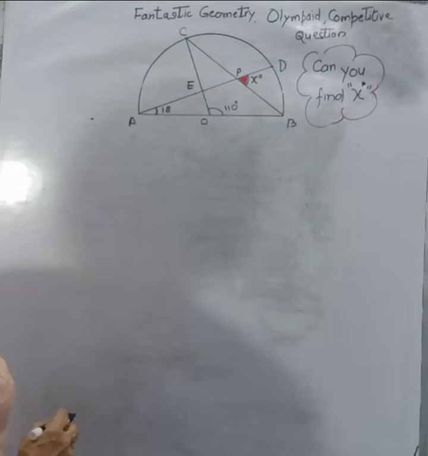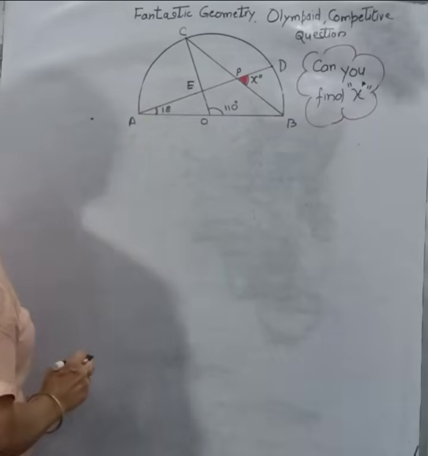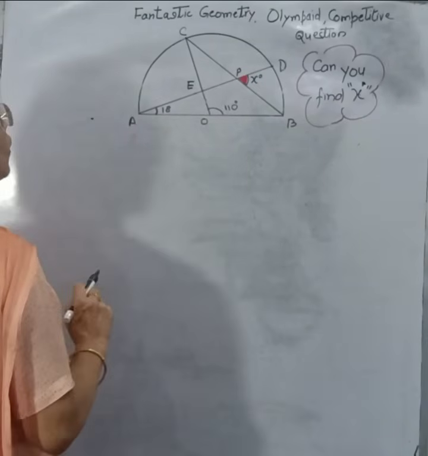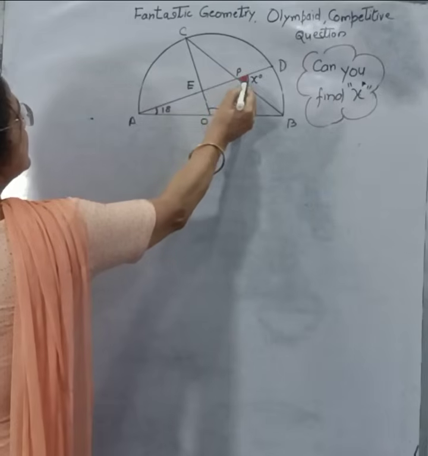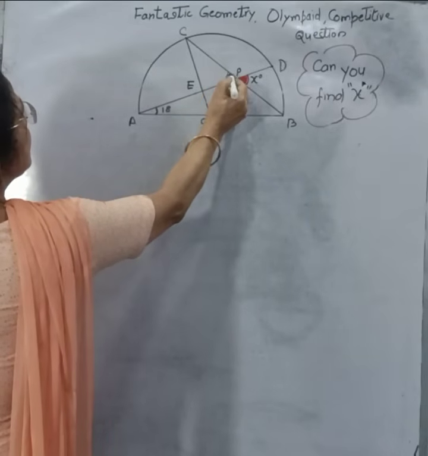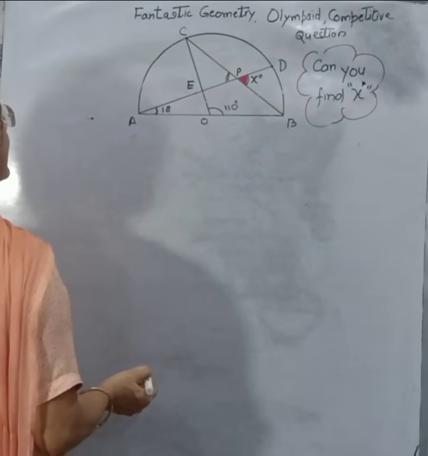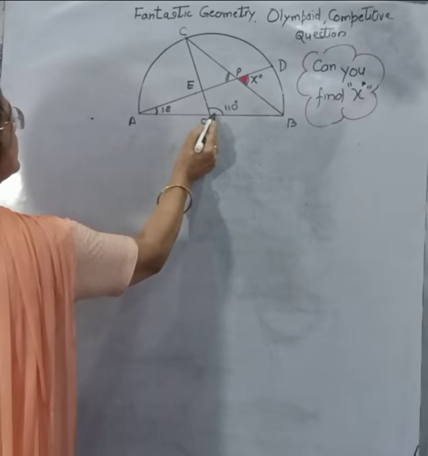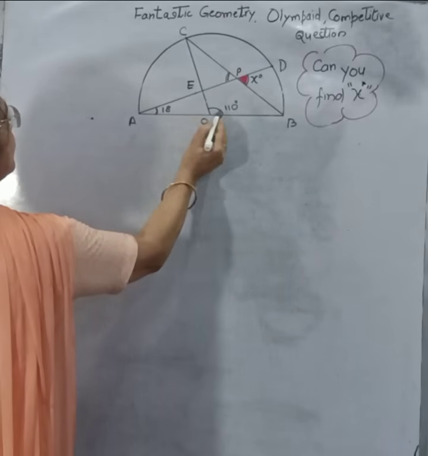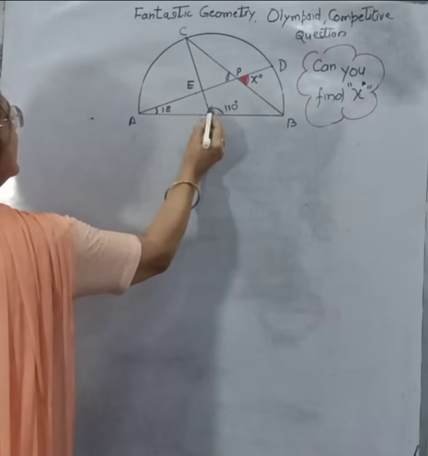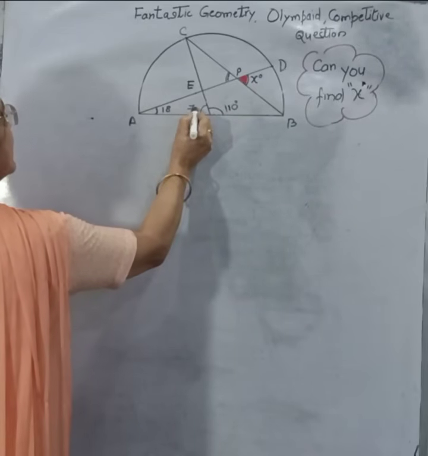How can we do it? Somehow, how can we find it? So first of all, let us see the formula. This x will be equal to this x. Okay, correct. And this is known to us. So we can find this also because this is 110, ये 110 है. This will be equal to 70.